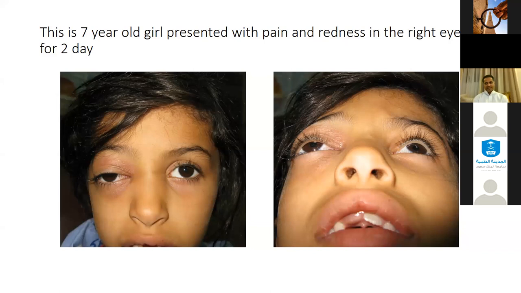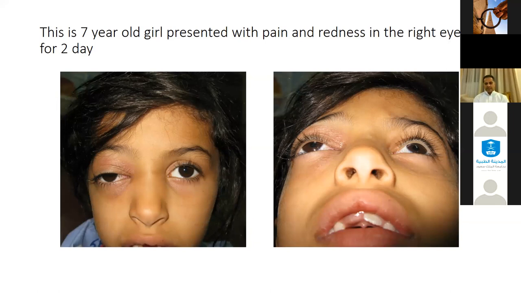Also, I would ask about history of trauma, if the patient had a recent trauma and some recent surgeries. Pretty good. The child was healthy, very healthy, like 3 days ago, she started to have upper respiratory tract infection with fever. Then she developed this eye manifestation with the pain and bulging in the eye.